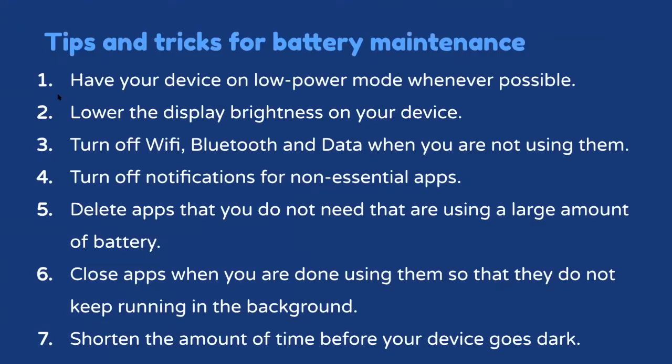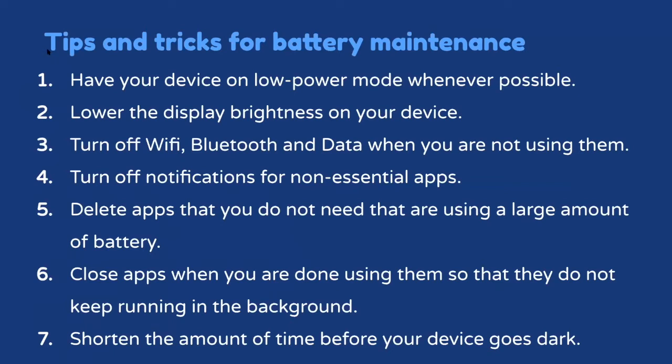Here are some tips and tricks for battery maintenance. Firstly, have your device on low power mode whenever possible. Second, lower the display brightness on your device. This lowers the amount of energy needed to light up your screen, and therefore saves battery life. Thirdly, turn off Wi-Fi, Bluetooth, and data when you are not using them. You would not want to do this while you are in your home using Wi-Fi, but if you are not connected to Bluetooth, you can disable that feature for the time being.